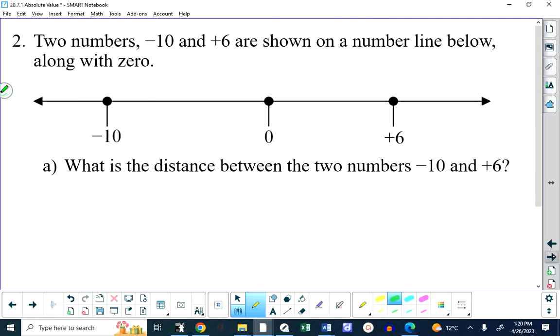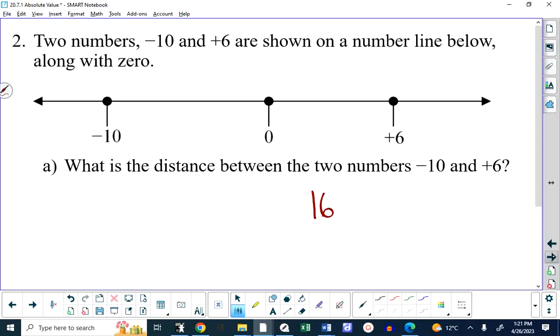Example 2, two numbers, negative 10 and 6 are shown on a number line. What is the distance between the two numbers? Well, it's grade 4 math maybe or something, number lines. Isn't it 16? Right, from negative 10 to 6 is 16. Now, how many of you just got that just by looking at it?